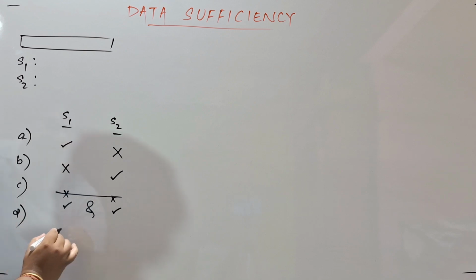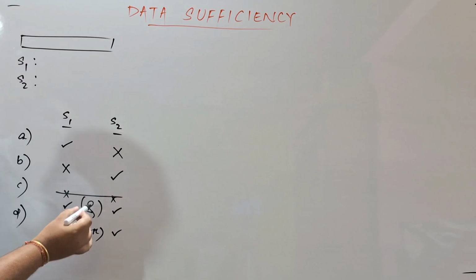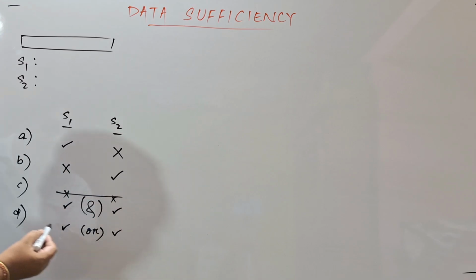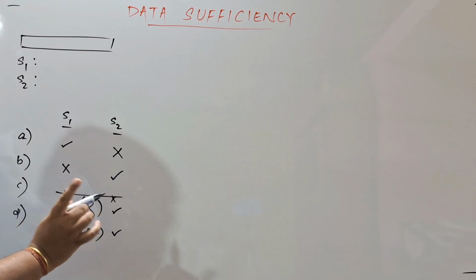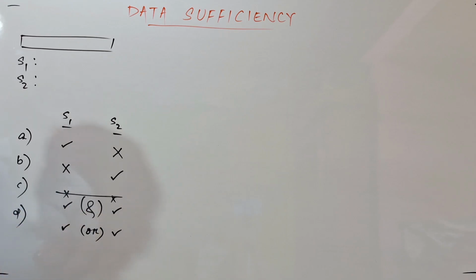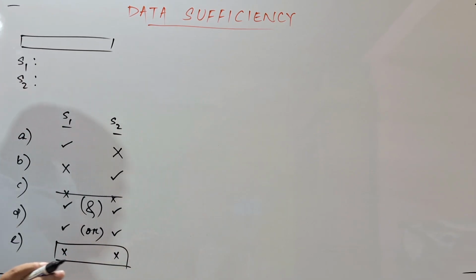Option D, each statement alone is sufficient, so here I will write or. This is very important, where and is there, where or is there. Or means each statement alone is sufficient, but here individually both are not sufficient. Neither statement alone is sufficient, but together they are sufficient. And the last option, neither statement alone is sufficient and together also they are not sufficient. Here more information is required, okay. So these are the 5 options we are going to check.